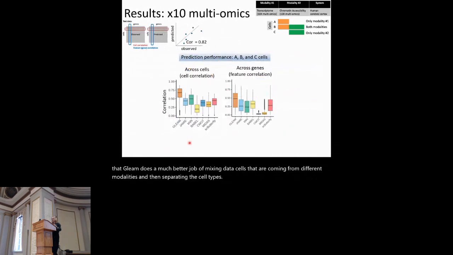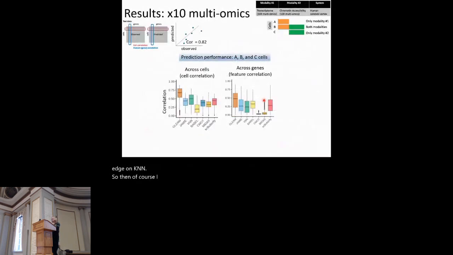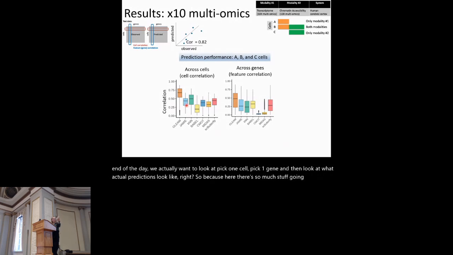This is the prediction performance. Overall, Gleam does better, and seems to still have an edge on KNN. Of course, we can calculate many other metrics, but at the end of the day, we actually want to pick one cell, pick one gene, and look at what the actual predictions look like, right? Because here there's so much going on, the data is summarized across many things.